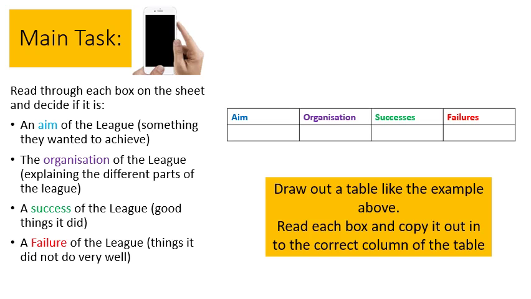If you think it's something about the organisation of the league, so explaining the different parts of it, things like that, it goes in organisation. Anything successful, so any good things that the league did, goes in successes, and anything that it did not do very well is obviously going to go in failures, okay?